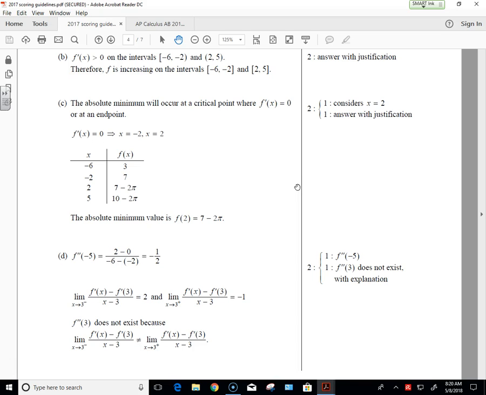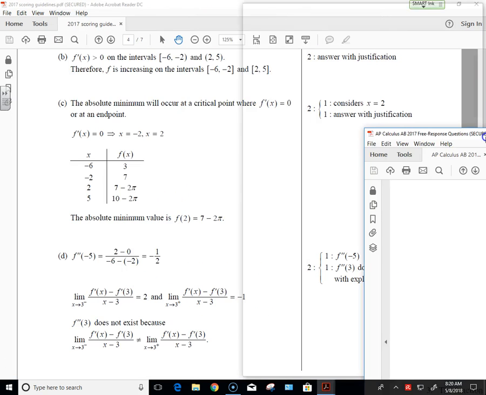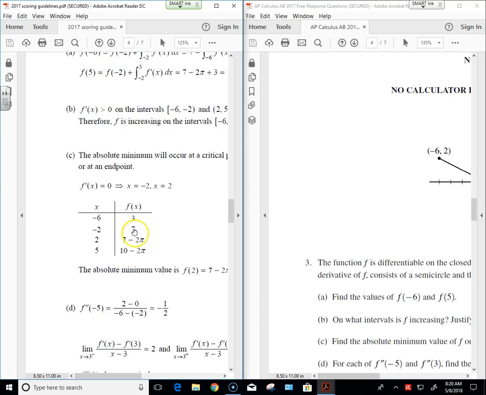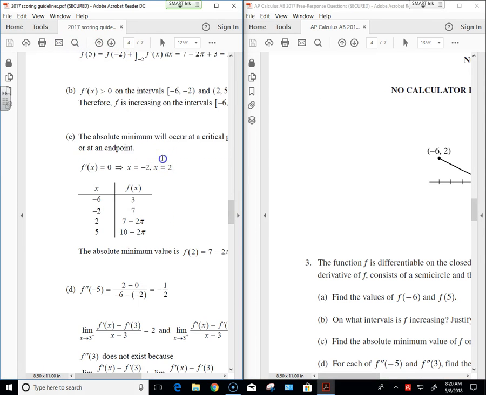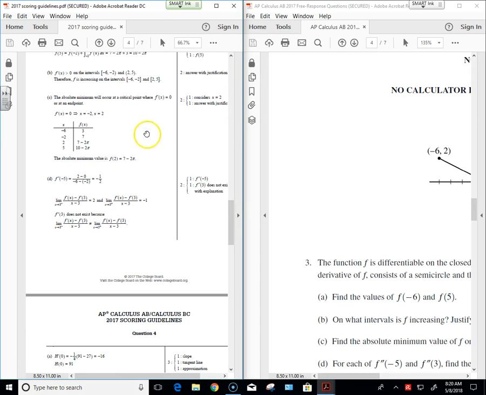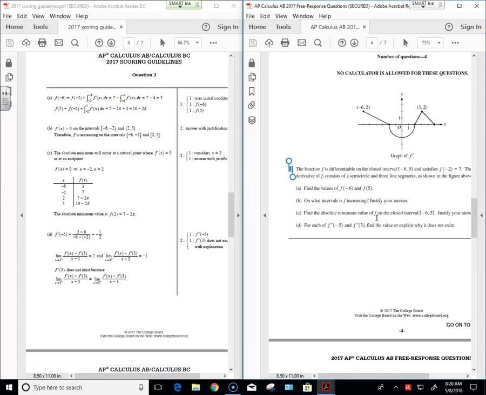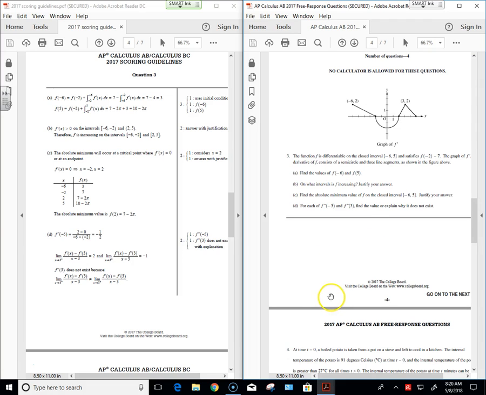Letter D. Okay, letter D, I believe, was just asking for the second derivative? Okay, hold on, let me pull this out real quick to make life a little bit easier. Okay, find the second derivative, find the value, or explain why it does not exist.